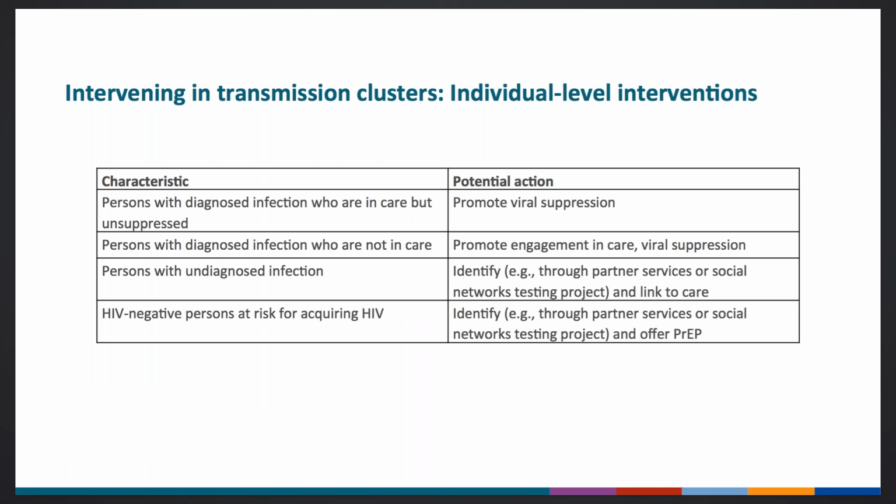And so as a result, the individual level interventions might vary by what type of person we're dealing with. Some people might have diagnosed infection and be in care but be unsuppressed. And so efforts to promote viral suppression and work with providers might be useful there. People who are not in care, we could initiate more standard data to care efforts. People with undiagnosed infection, we really want to try to get to them with testing so that we can make them aware of their status and link them to care. And then HIV negative persons could potentially be offered PrEP, given that they're in a network with ongoing transmission. Next slide.